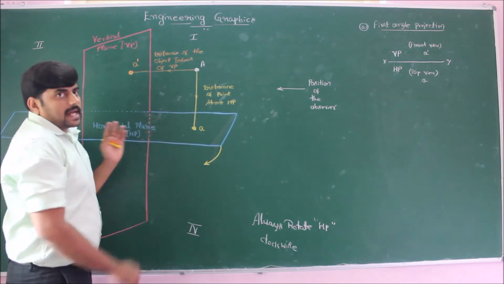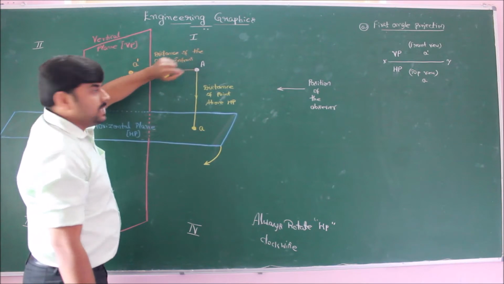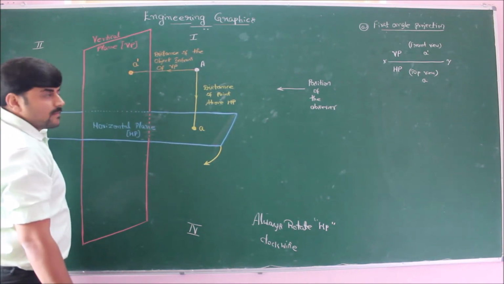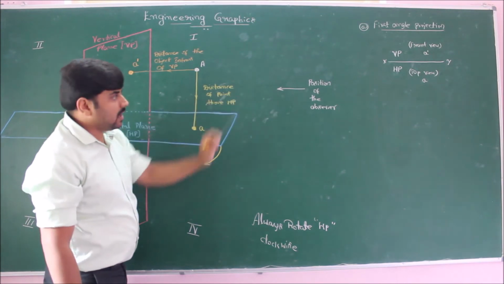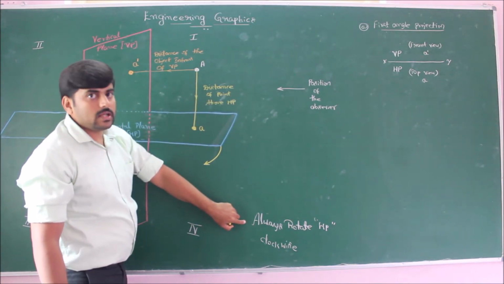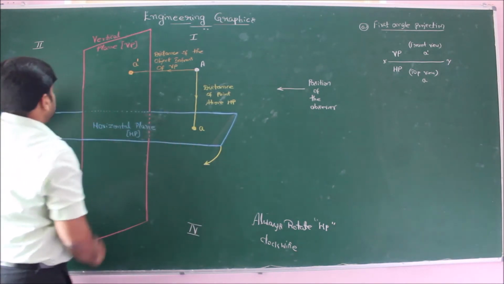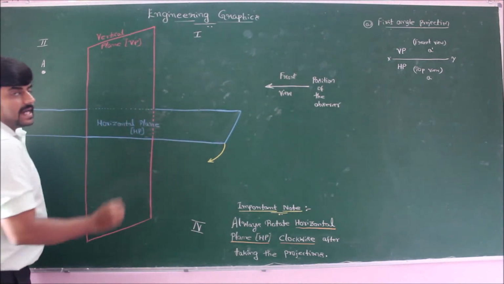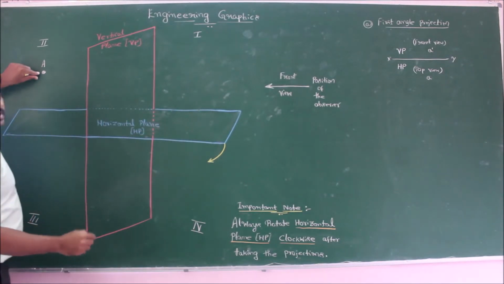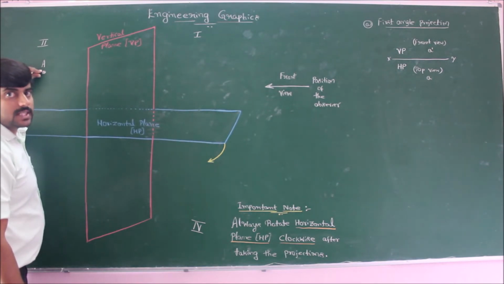Next, moving on to the second angle projection, that is when the point is placed in the second quadrant. Keep in mind the position of the observer should not change, and always we should rotate the horizontal plane clockwise after taking the projection. Let us keep this point in the second quadrant. Now in the second angle projection the object will be placed in the second quadrant. Let us consider the point as the object.